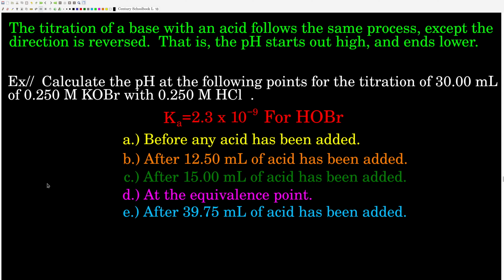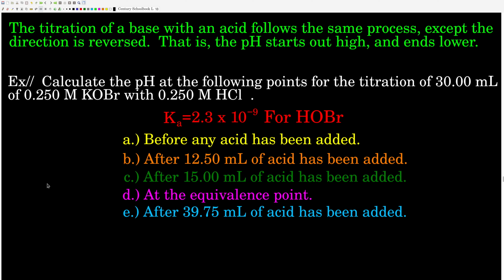All right, so that was a weak acid with a strong base. Now we're going to look at a weak base with a strong acid. In general, titration of any base with an acid, so even a strong base with a strong acid, is just the opposite really of what we saw before. So if we have a strong base with a strong acid, the pH will start high and go down. The equivalence point will still be at pH 7, but then it'll go down.